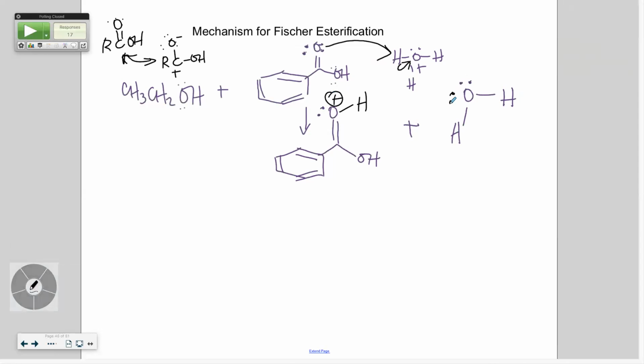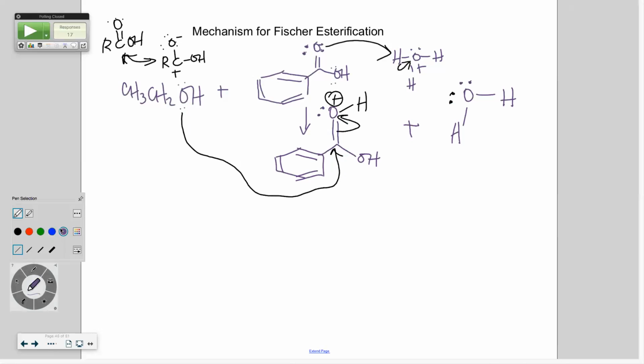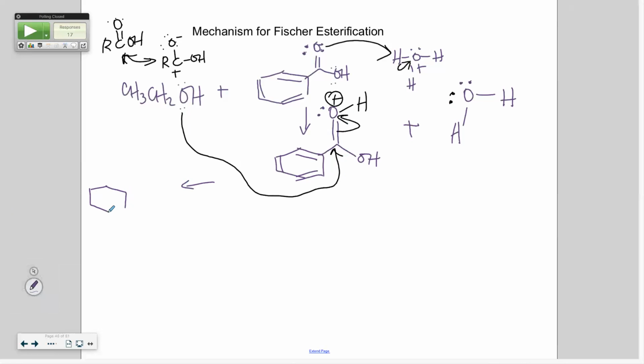Okay? Now, by protonating that, that makes this more reactive. So your nucleophile will thus attack the carbon nucleus. And then we go out to the O. But you already know all this, right? Because you did it in the lab. Did you have to write it out? Oh, good.